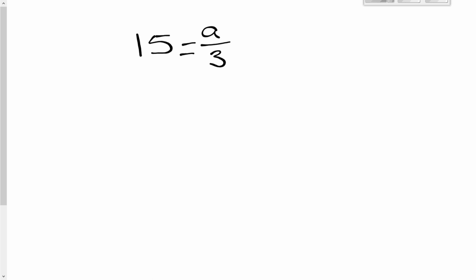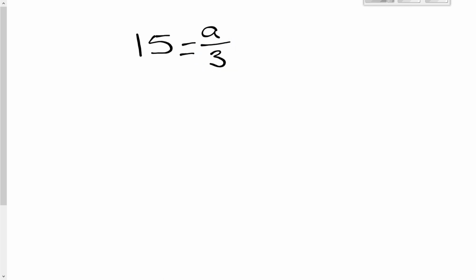All right, so here we have 15 equals a divided by 3, and we want to solve for a. The question is, how do we get that? Well, a is not alone. A has this divide by 3 next to it. So we need to be asking ourselves, how do we get rid of divide by 3?